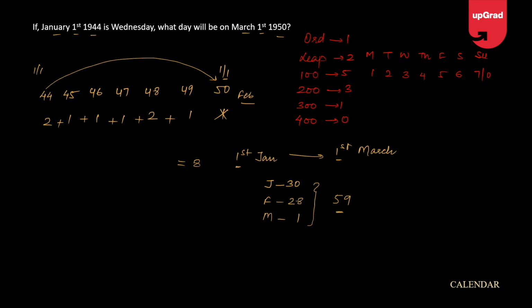So 59 odd days to reach from 1st of January to 1st of March, which means my total number of odd days would be 59 plus 8, which I calculated earlier. So the total gives me 67. But 67 cannot be possible because it's greater than 7. So I divide it by 7 to get 4 number of odd days in final. Which means if this was a Wednesday, I have to move 4 places. 1, 2, 3, and 4. And that's it. I got my answer for this question. It is going to be a Sunday.